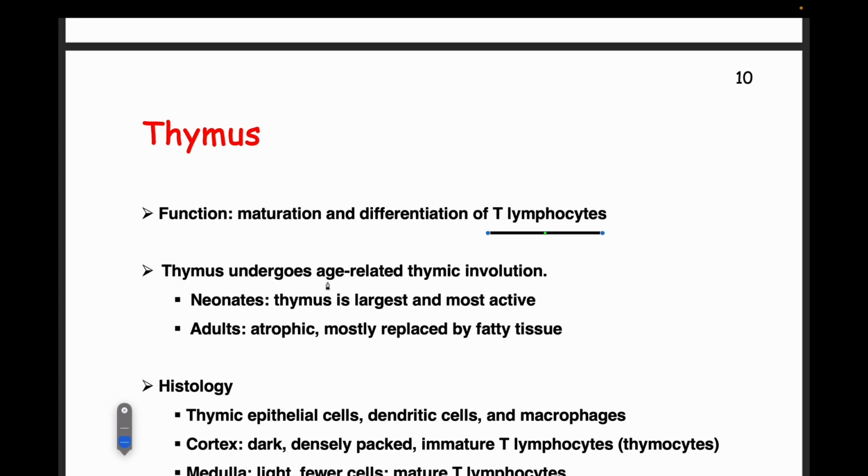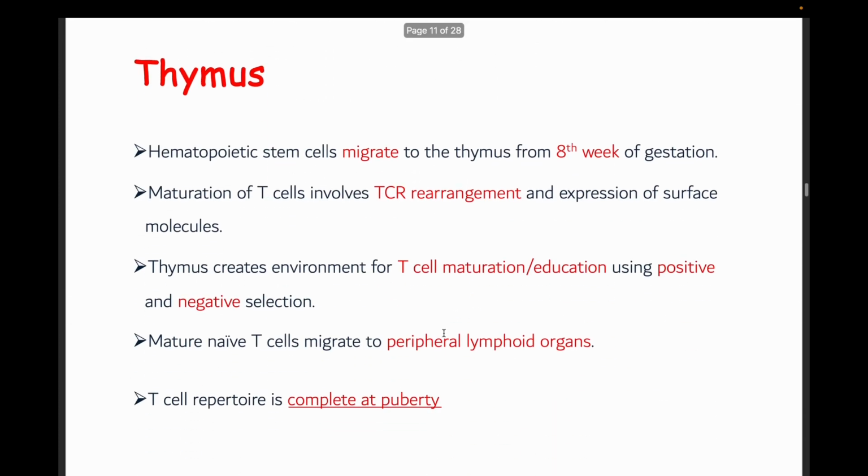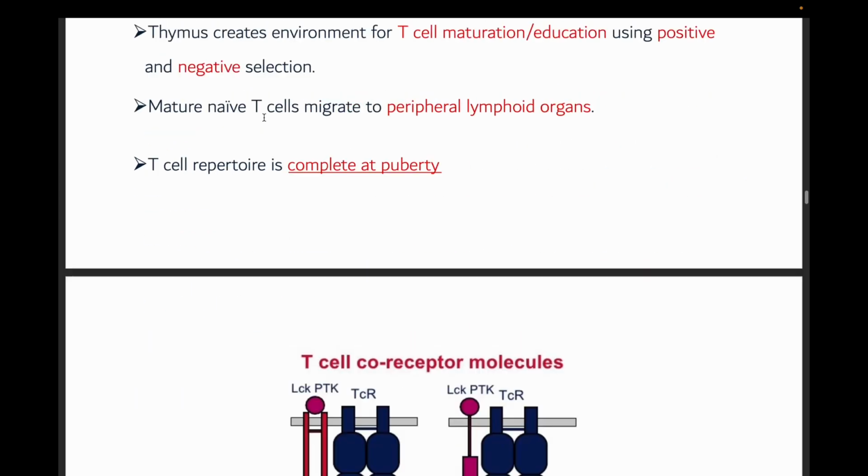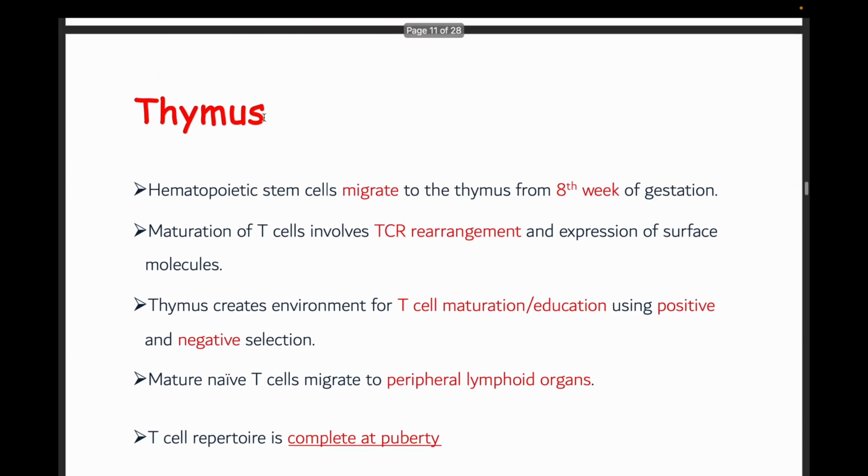The thymus undergoes age-related thymic involution, meaning it atrophies. In the neonate, the thymus is the largest and most active. In adults, it is atrophic and has been replaced by adipose tissue or fatty tissue. Okay, now we will talk about the maturation of T cells.